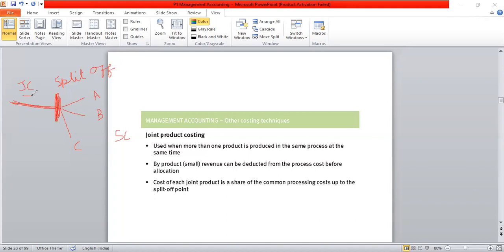After separation, the costs are known because separately they are incurred. To these after separation costs, we have to bring that portion of joint cost and add it to find out what is the total cost. Once we know the total cost of the product, add a profit margin to decide the selling price. So the concept is this, that is about joint product costing. It is used when more than one product is produced in the same process at the same time. Then byproduct. So here there are terms like joint products and byproducts.